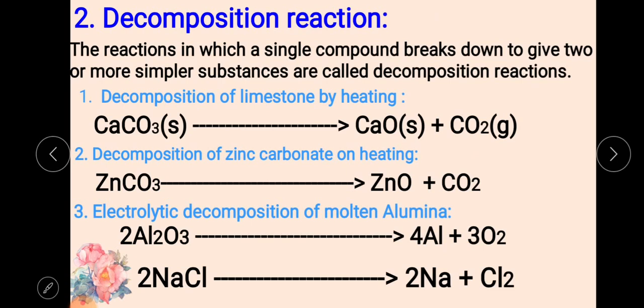If the decomposition occurs by heat, we call it thermolysis or thermal decomposition reaction. If the decomposition occurs by electricity, we call it electrolytic decomposition. And if the decomposition occurs by light, we call it photolysis or photodecomposition. See some more examples which I gave you here.